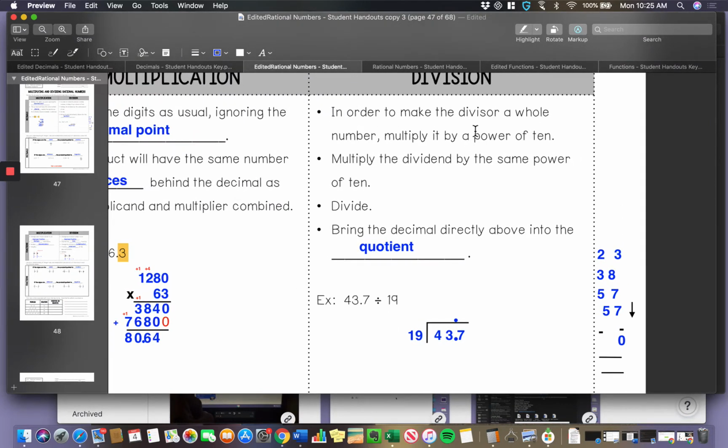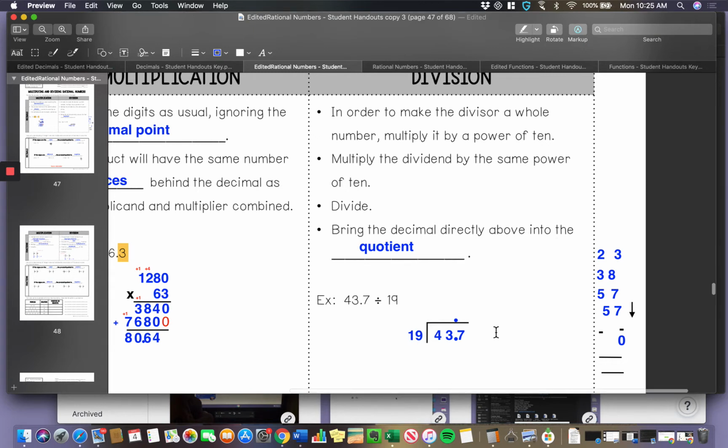All right, let's look at the division of decimal numbers. In order to make the divisor a whole number, multiply it by a power of 10. In this case, there is no decimal in my divisor, so we're good to go. It says multiply the dividend by the same power of 10. Again, we didn't need to do that because there was no decimal in the divisor. Then it says divide and bring the decimal directly above into the quotient.